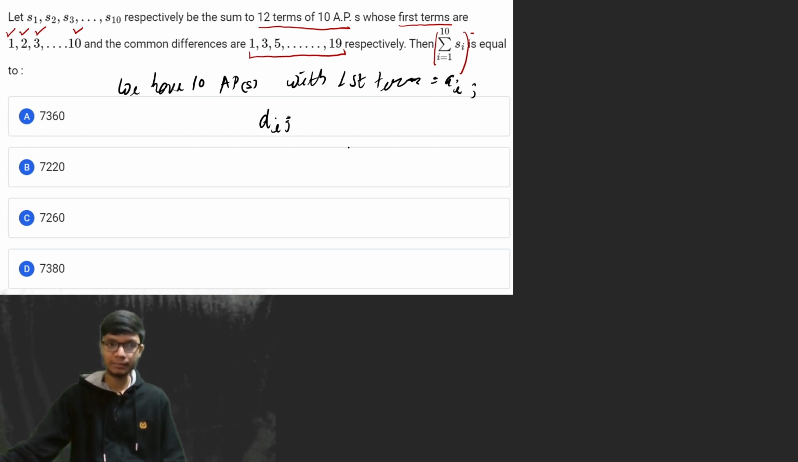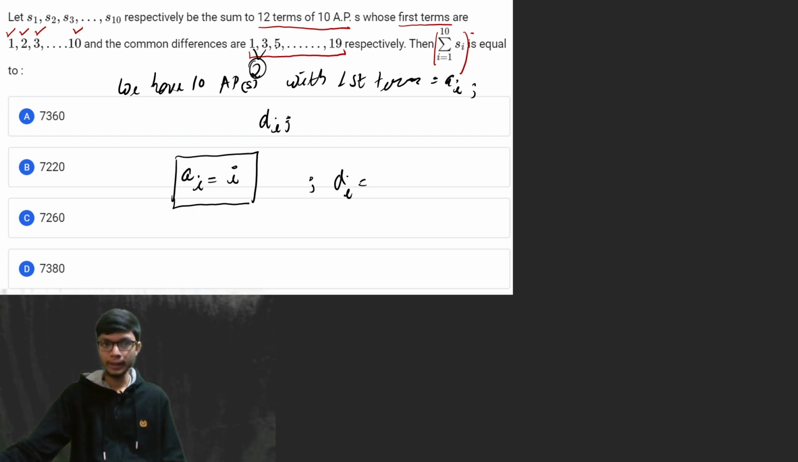Now if you look at the first term of each of the APs, it is equal to I. So for any ith AP, the first term will be equal to I. And similarly, if you look at the common difference of the ith AP, that is 1, 3, 5. If you observe, these are also in AP with a common difference of 2. That means these are odd numbers. So you can write the common differences in terms of I, that is 2I minus 1, the odd number.